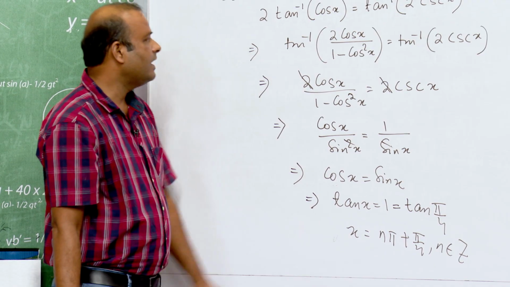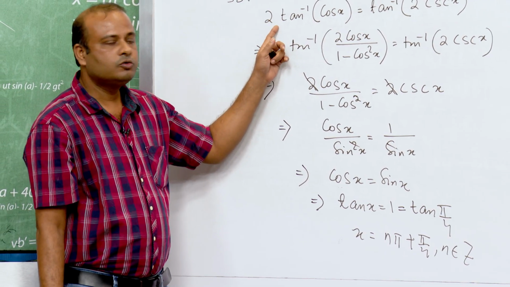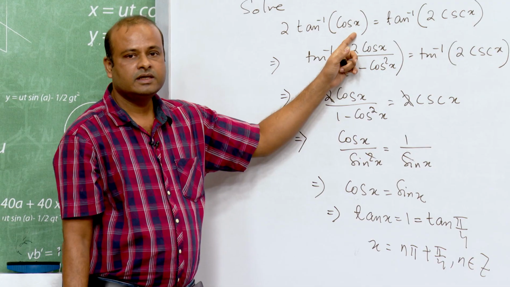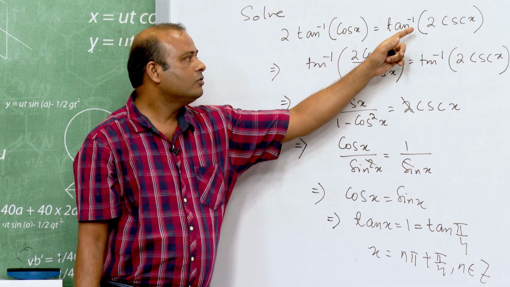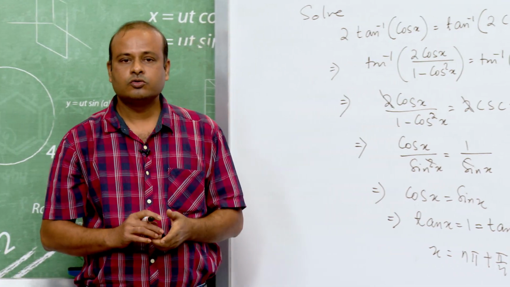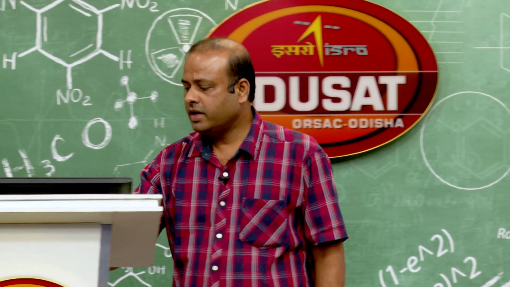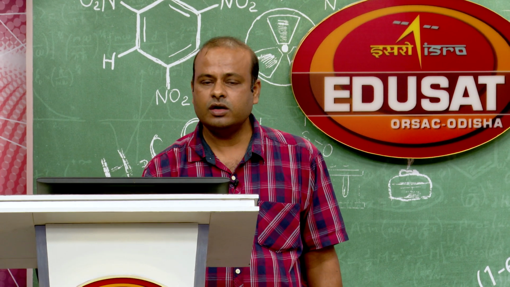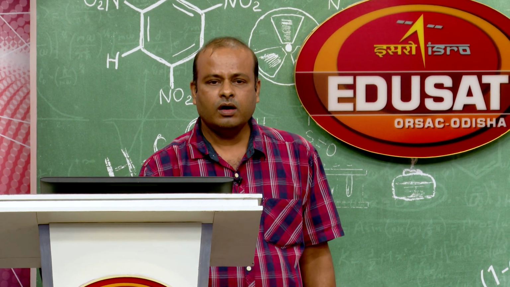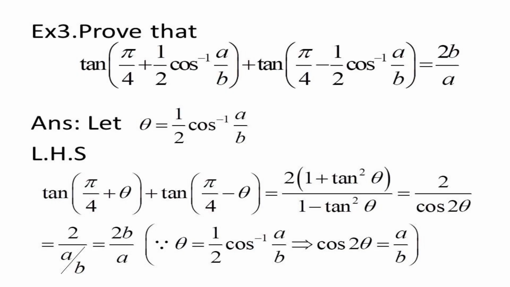So this is the value of x for which 2 tan inverse cos x is equal to tan inverse 2 cosec x. So we have to find the solution for the given equation.